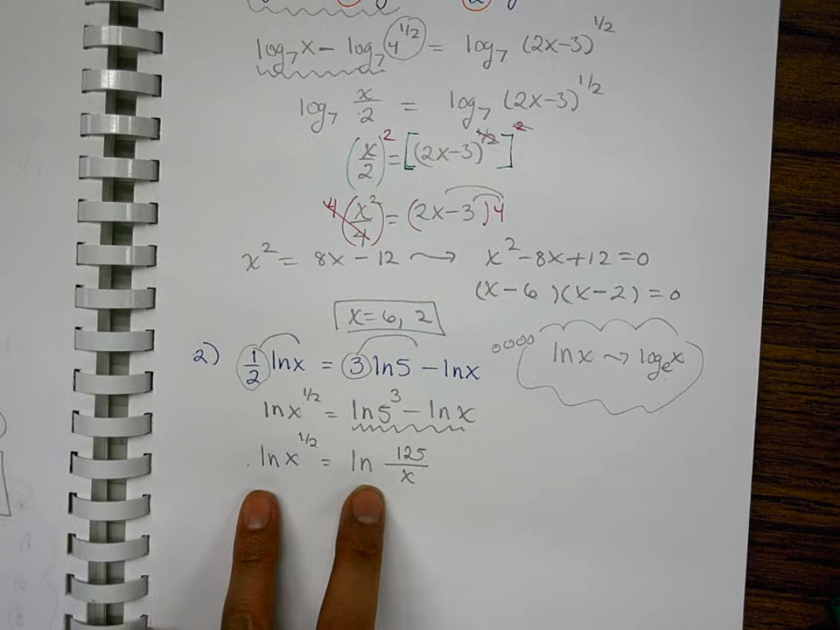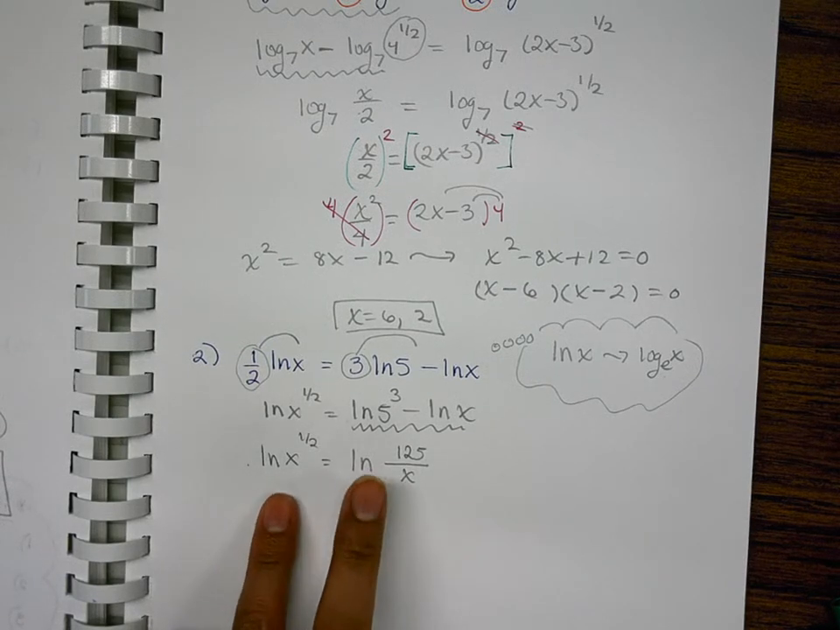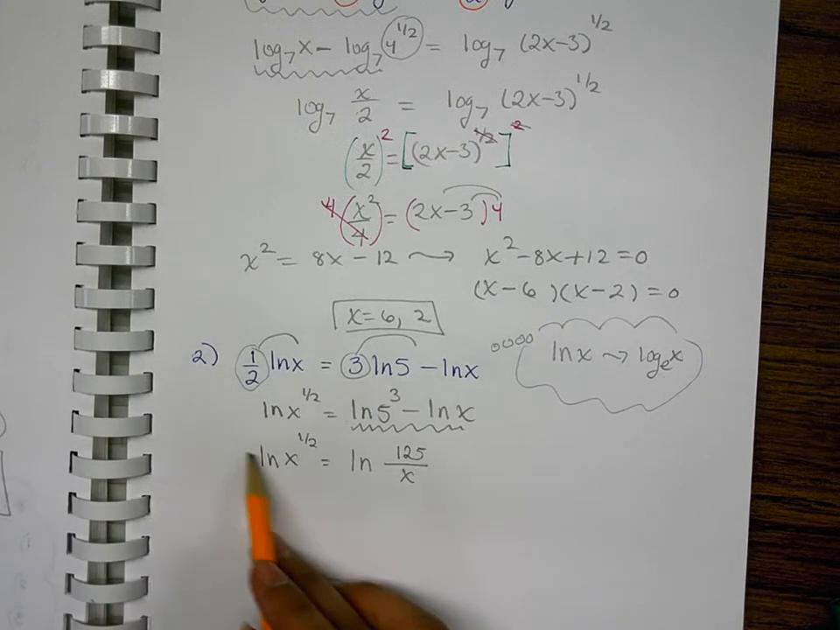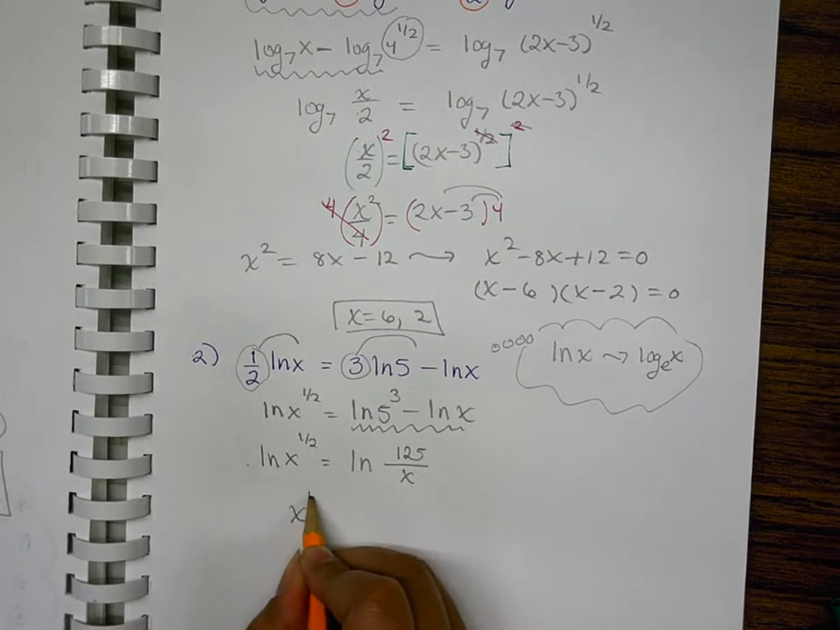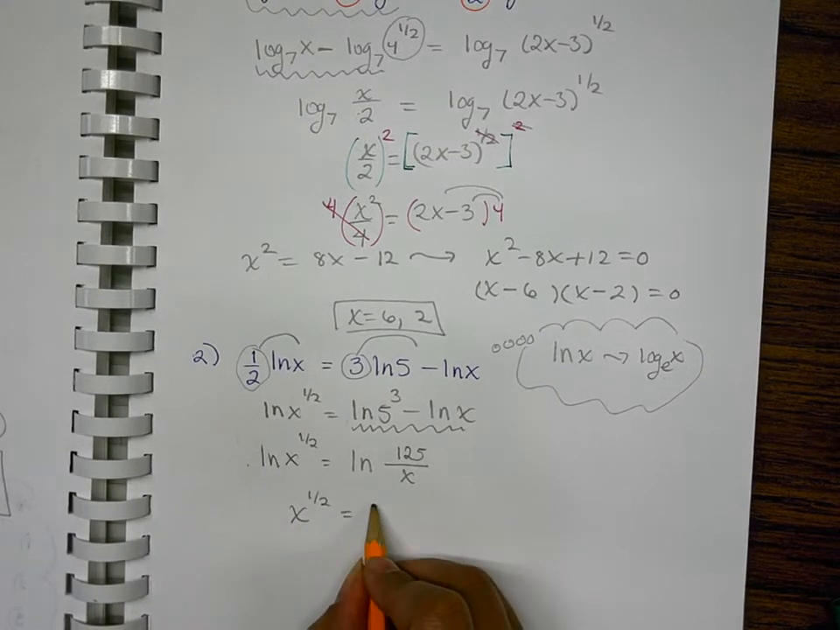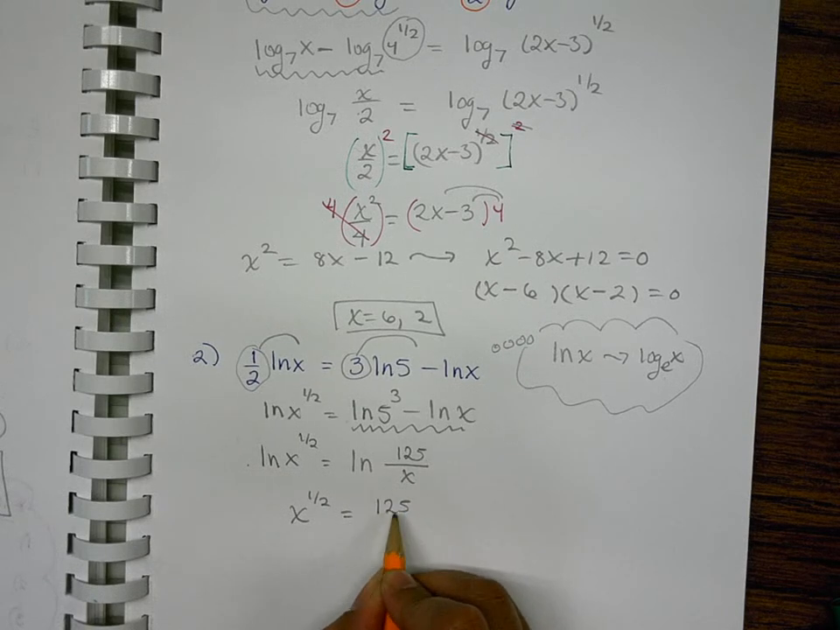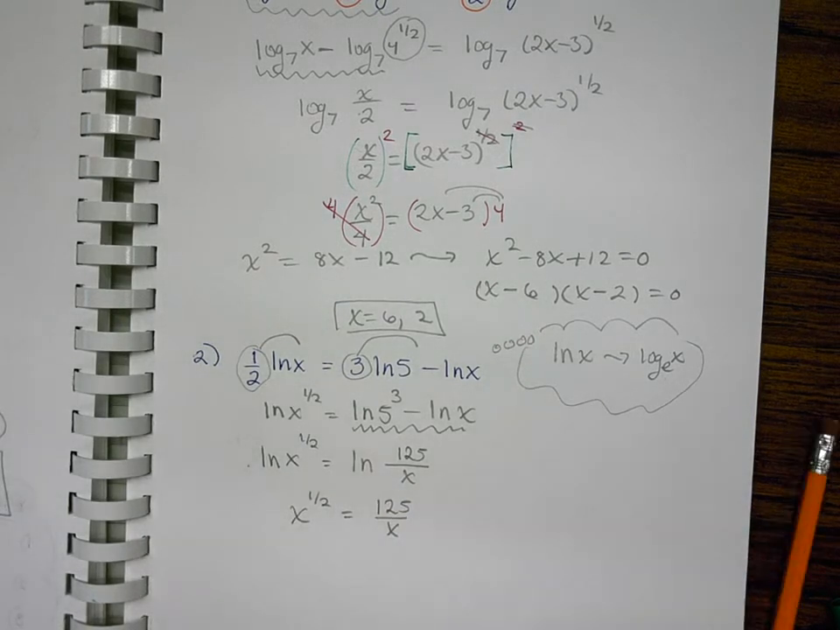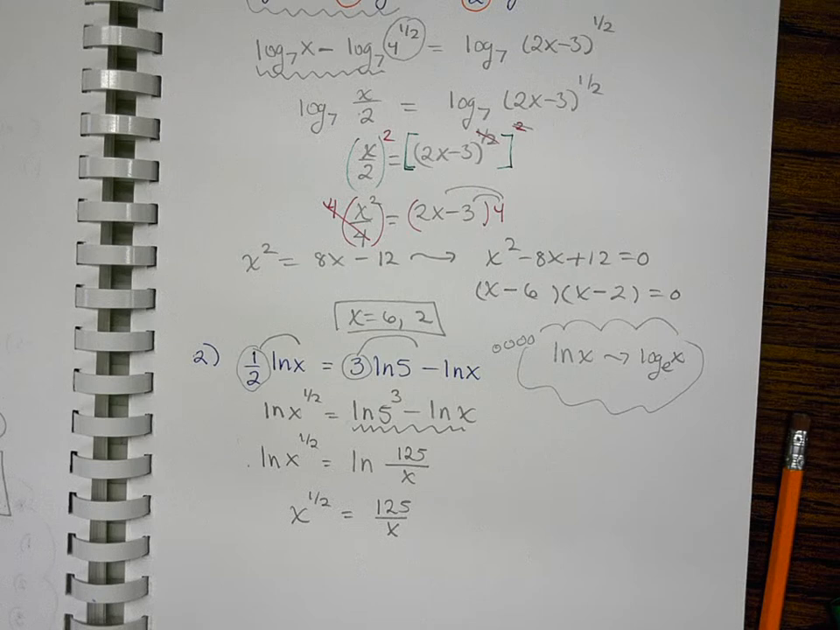All right, do we have it down to 1 log on each side, and the 2 logs have the same base? They're both log base e, and there's 1 on each side, so I can drop the logs, and I have x to the 1/2 equals 125 over x.